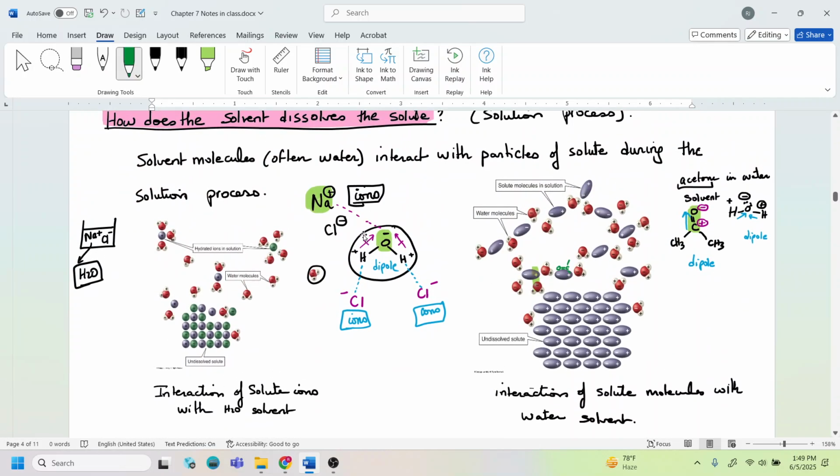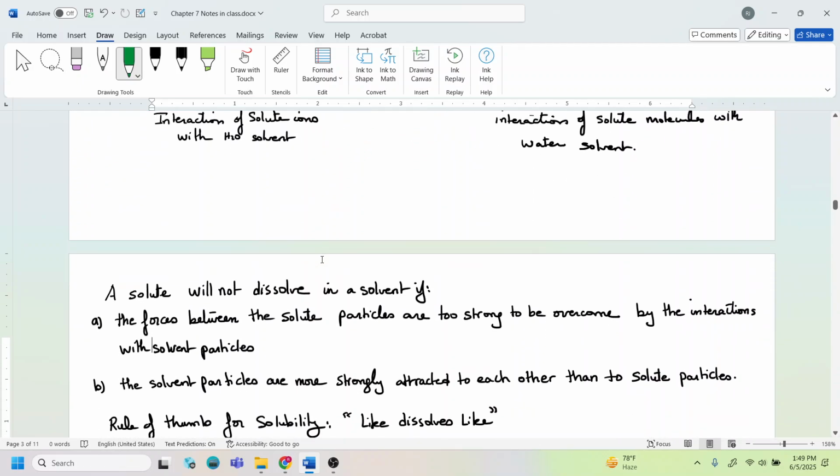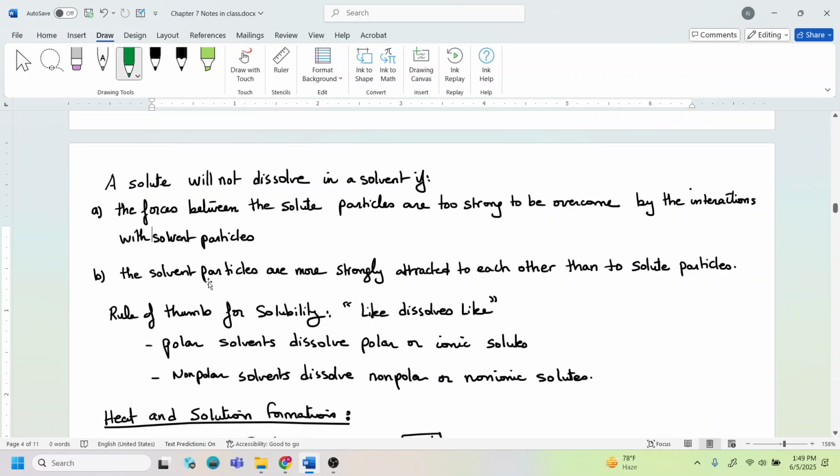The point here is that the solvent dissolves the solute whenever there's an interaction between them. So if there's no interaction between them, there will be no solvation in there.